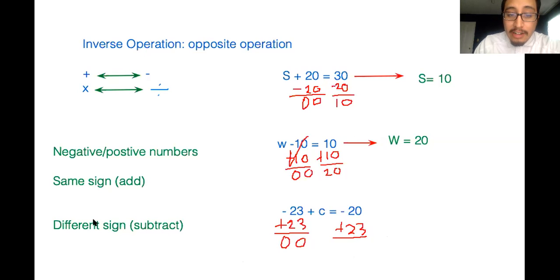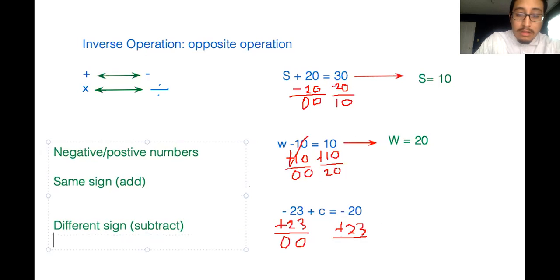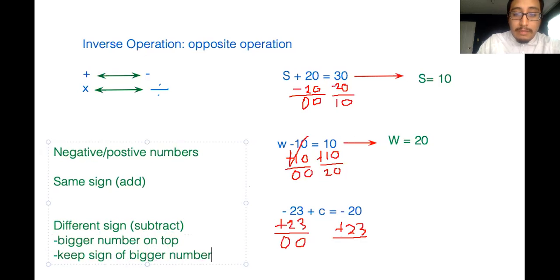And if you answer they are different, you are correct. One is a negative, one is a positive. So you're going to be subtracting. So what I want you to do is rewrite this. You're always going to put the bigger number on top. Bigger number on top and keep sign of bigger number.